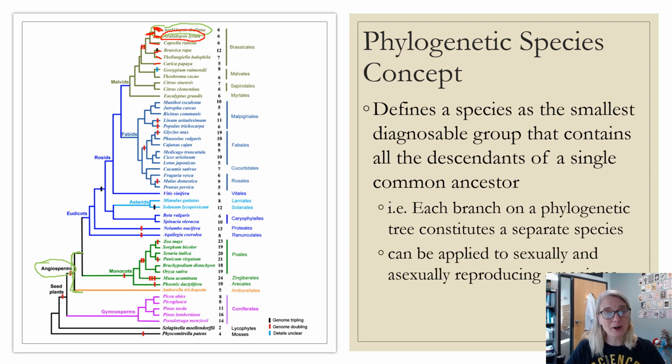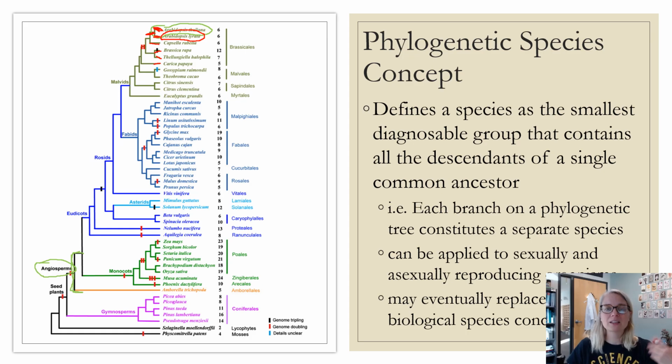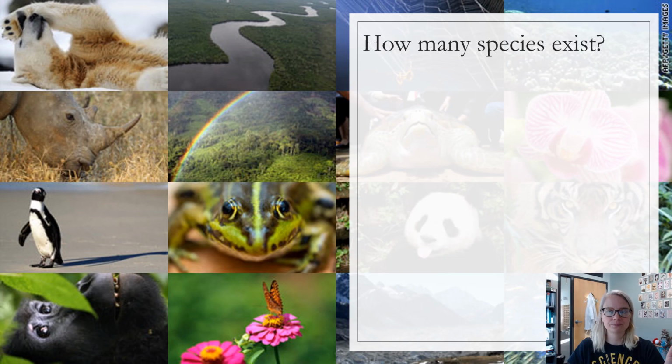Now this is a better application of the definition of species because it can be applied to sexually and asexually reproducing organisms. We don't have to leave out a huge slew of organisms because they don't match our definition of what a species is. Okay, and it's starting to replace that biological concept of a species in textbooks and just in the general scientific community.